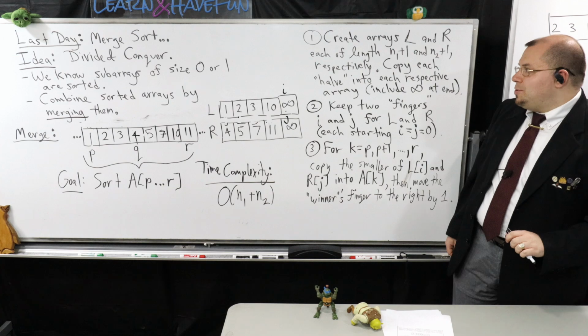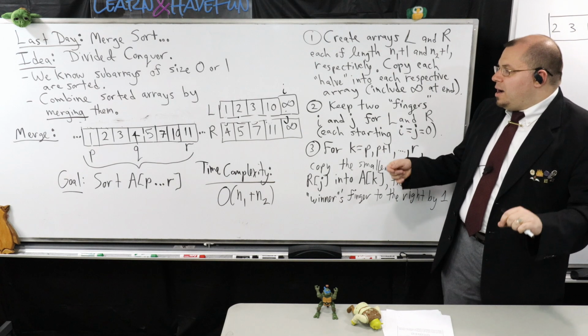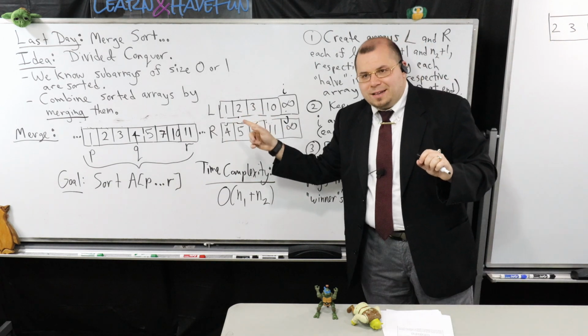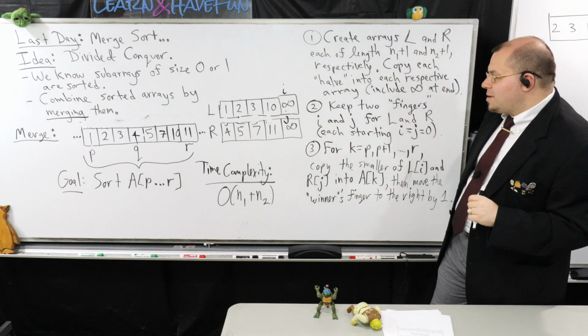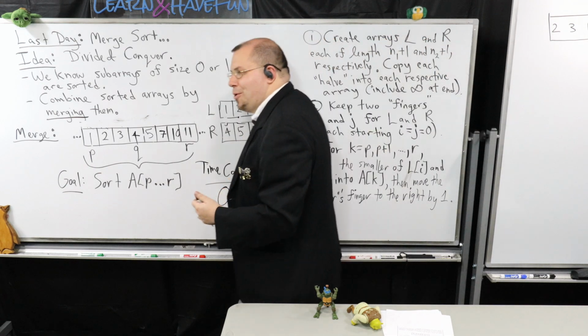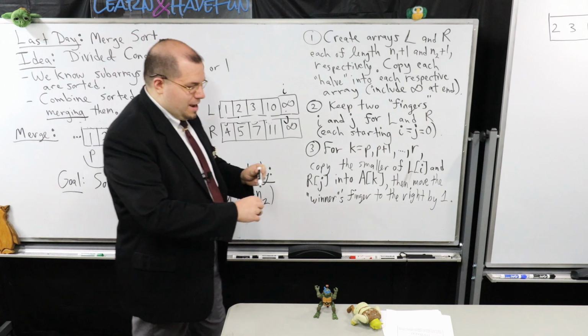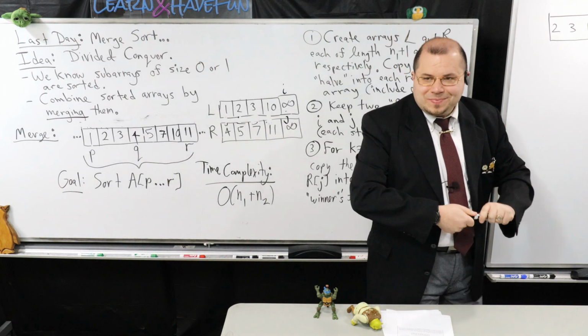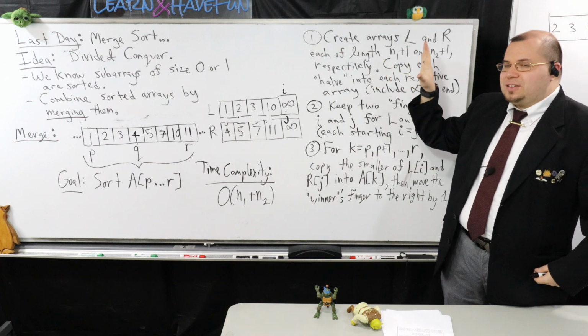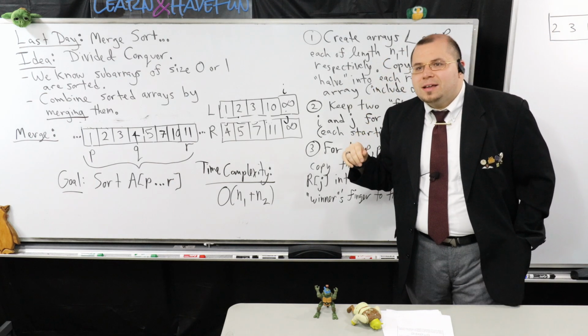Where n1 and n2 are the sizes of the two groupings that I have here. Which, of course, is no more than n, right? So it's still going to be linear in the number of elements that I'm trying to merge. So that's how the merge process works. Are there any questions about that?